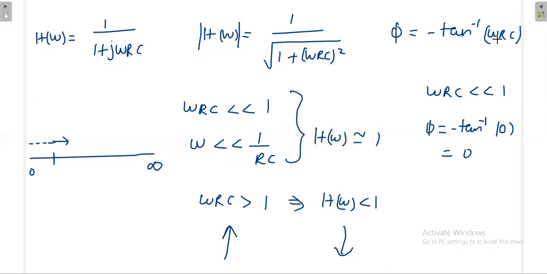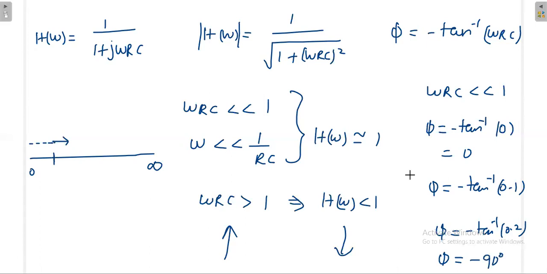But if you keep on increasing the frequency, after some time it is tan inverse of 0.1, and the next tan inverse of 0.2, like that it keeps on increasing. Then the phase also will increase negatively. At the extreme point, omega may be infinite. Once it is infinite, minus tan inverse of infinite is minus 90 degree. So your phase varies from 0 to minus 90 degree.